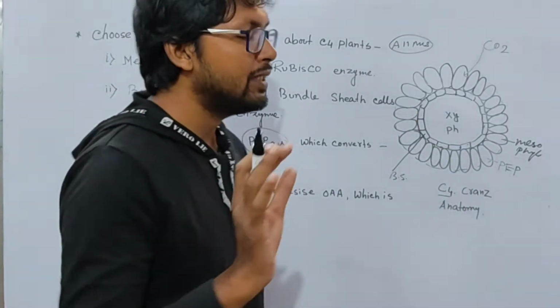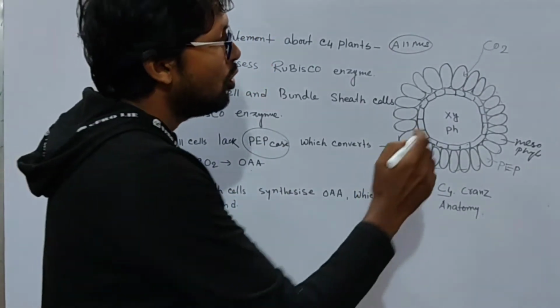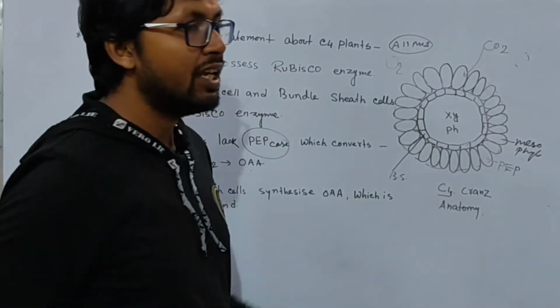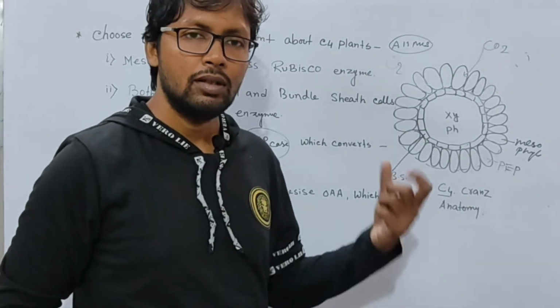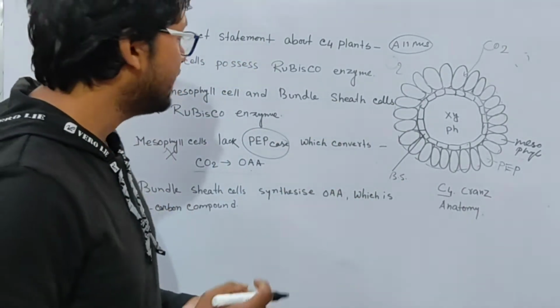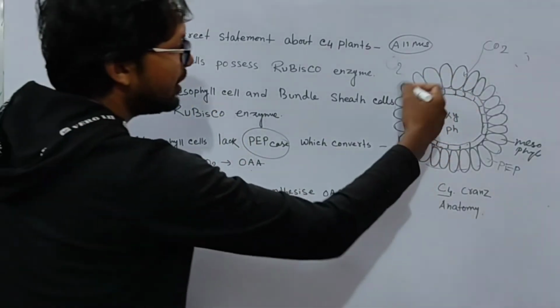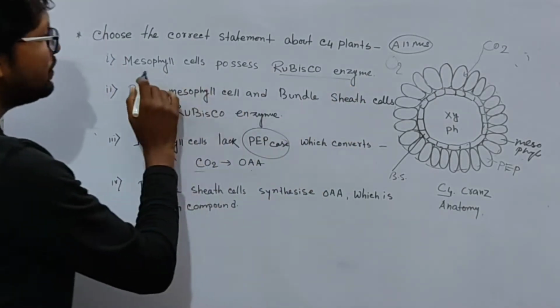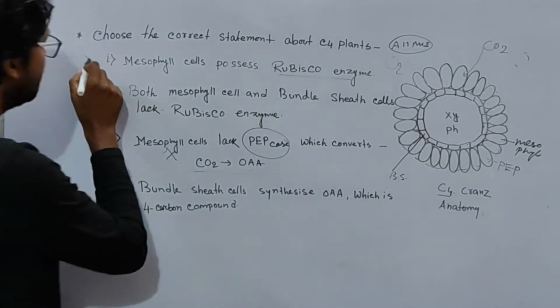You know that the Rubisco enzyme is oxygen sensitive. So when the oxygen concentration is very high, the Rubisco enzyme is inhibited, and the efficiency of the Rubisco enzyme is reduced. So why did this phenomenon occur here? What happened? Do mesophyll cells possess Rubisco enzyme? Mesophyll cells don't possess any Rubisco enzyme.